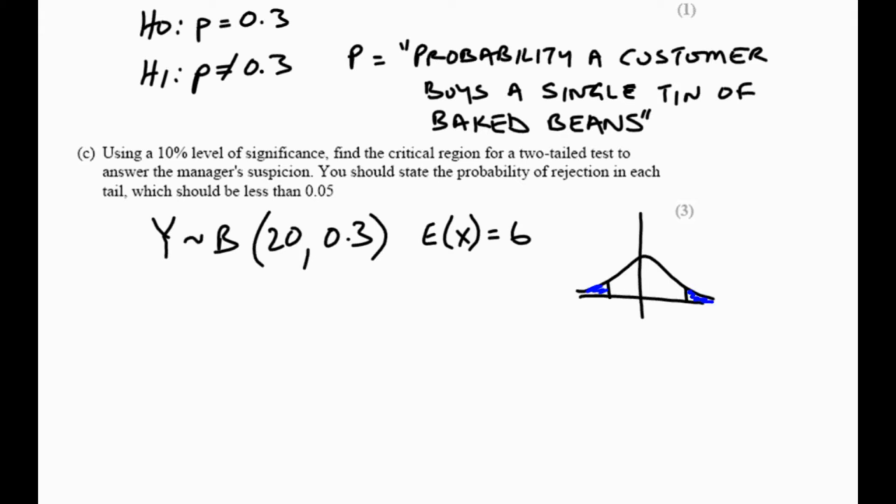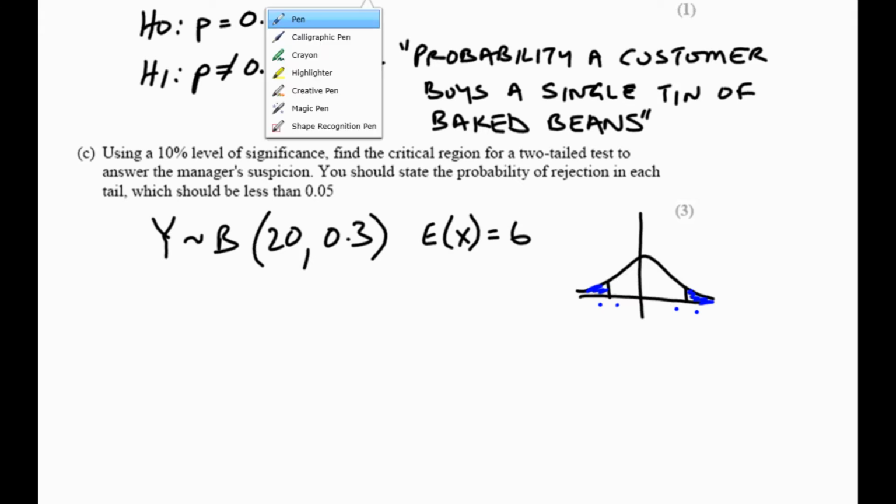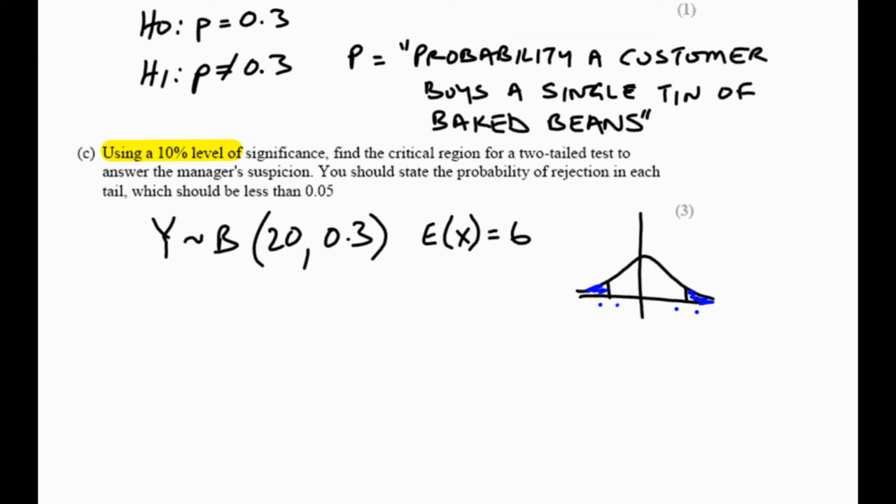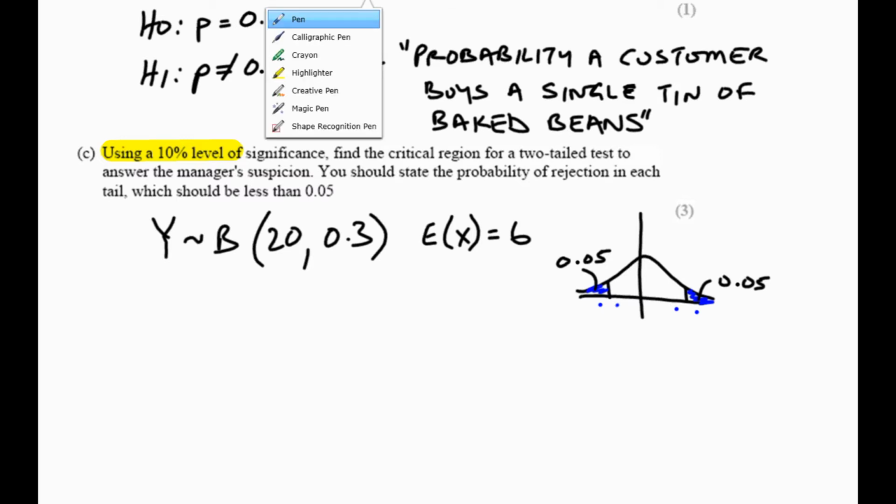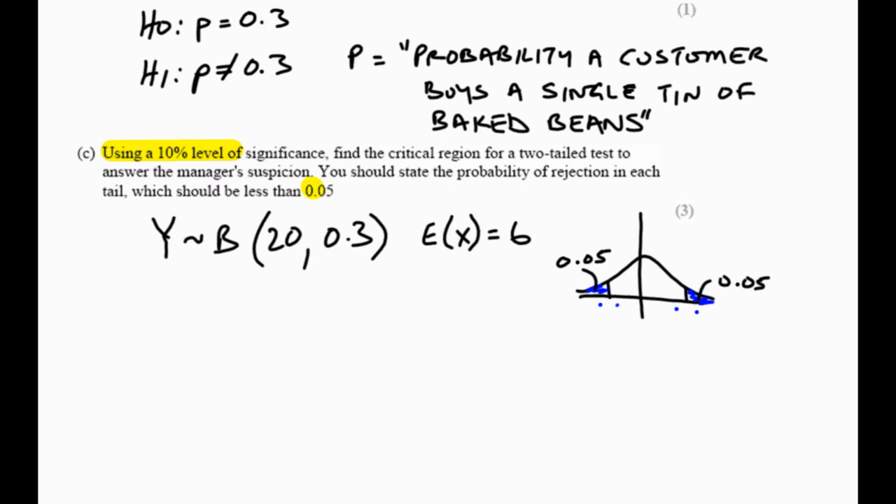This is a critical region. This is a critical region. I'm looking for the value here and here. One of each of those is going to be significant, whereas the other is not going to be significant. We're given a 10% level of significance, so I know that in each of these tails, that should be 0.05. And even the fact that we were told 0.05 here is a clue that we're doing a two-tailed test.